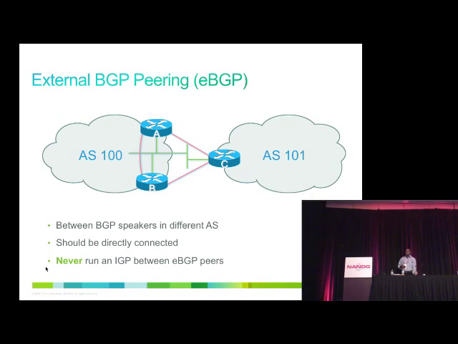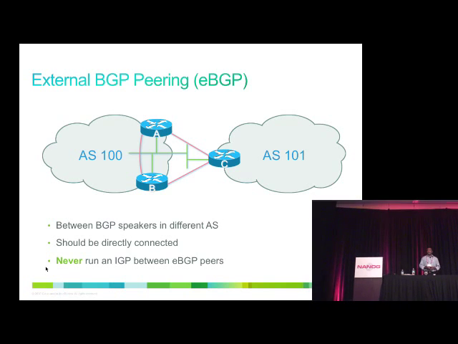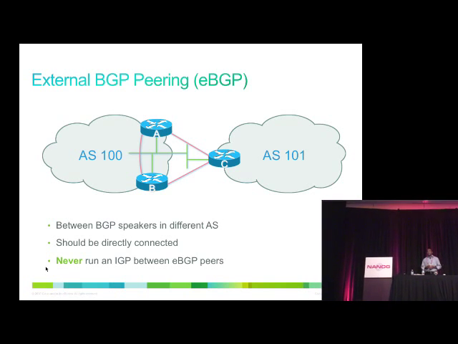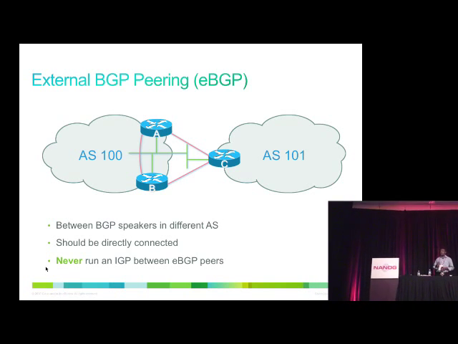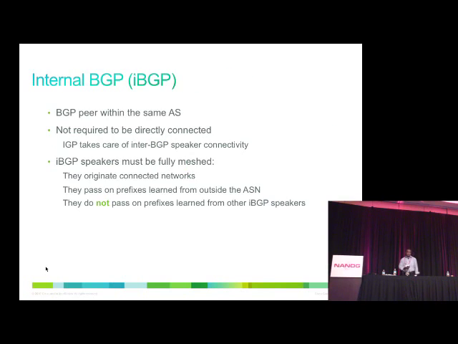So between BGP speakers of different ASs, you will have eBGP, and it's usually used on a directly connected interface, and you don't run any IGP, interior gateway protocol, on that DMZ. So those are the DMZ links. On the DMZ link, you don't run an IGP protocol. You only run eBGP.